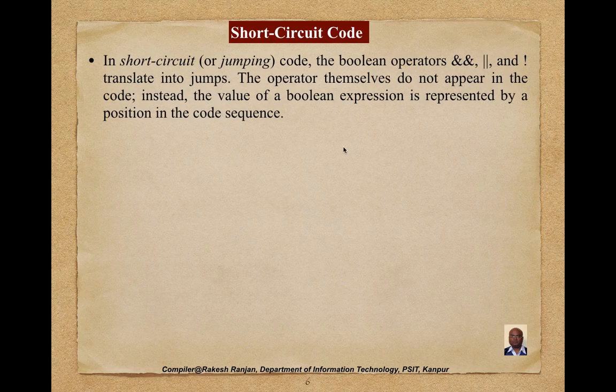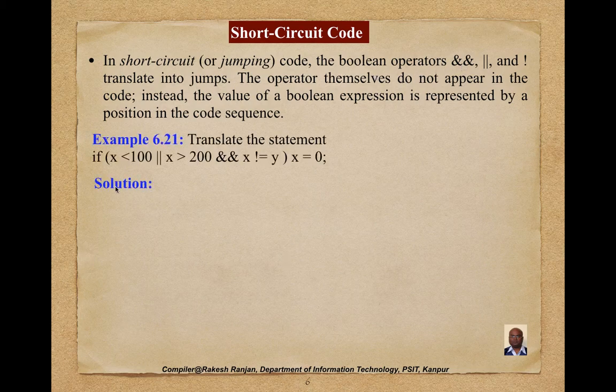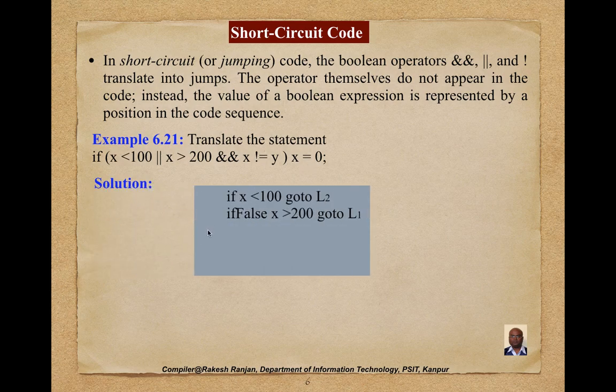Next we have short circuit code. For the short circuit code, or jumping code, the Boolean operators and, or, not can be implemented. If x is less than 100, or if x is greater than 200 and x is not equal to y, then x equal to 0. So I can simply write if x is less than 0, we do not need to see other parts. So we are going to the L2 location. At this L2 location you can say x is equal to 0. Directly we are just jumping here.